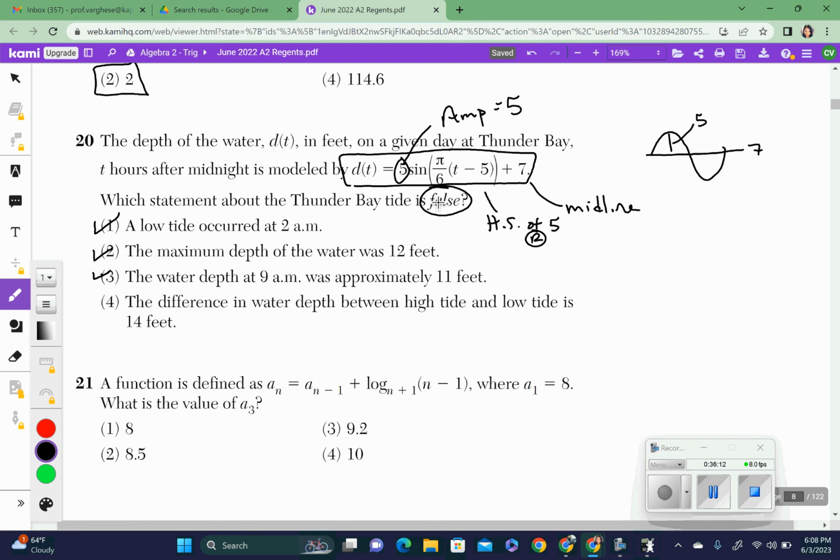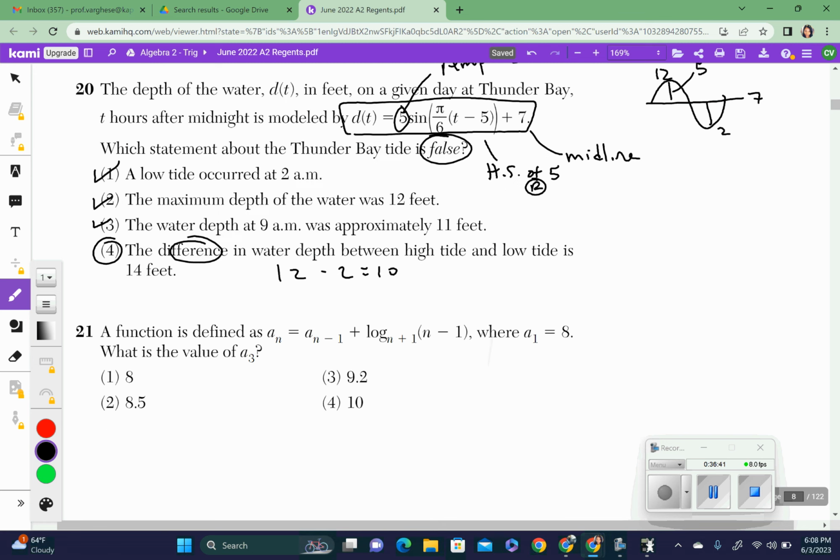The last one says the difference in water depth between high tide and low tide is 14 feet. So high tide, again, we talked about this, 7 plus 5 is 12. That's high tide. Low tide is going to be 5 below, so 7 minus 5 is 2. And so if I do the difference, difference means I'm subtracting those two numbers, so 12 minus 2 is equal to 10, and that is not the same thing as 14 feet. So that is the one that is false, okay?